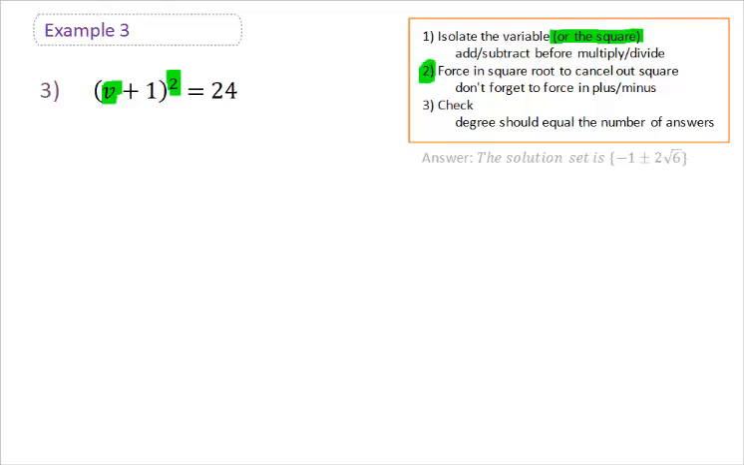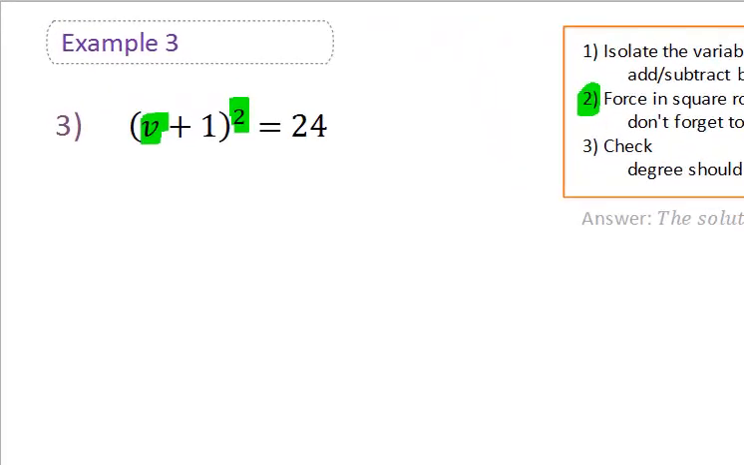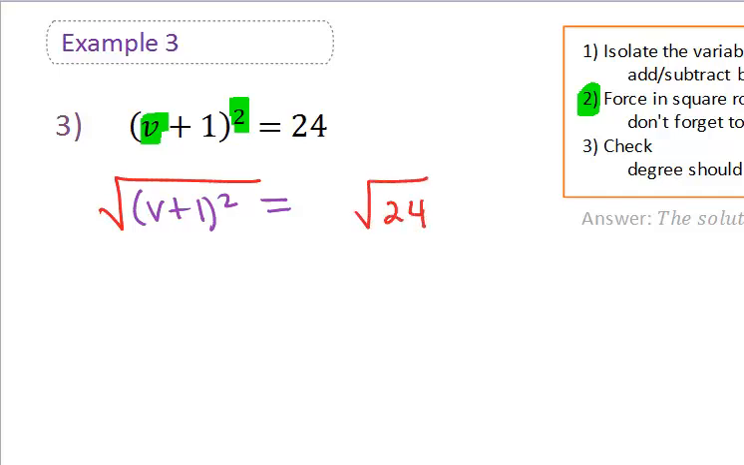To get rid of that square, we need to force in a square root on both sides. On the left, we have the square root of v plus 1 squared. On the right, we have square root of 24. And since I entered in a square root, I must also enter in a plus or minus. On the left, the square and the square root cancel out, and you're left with v plus 1. On the right, you have plus or minus.